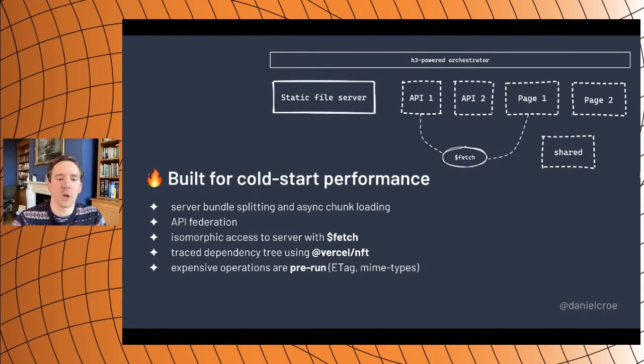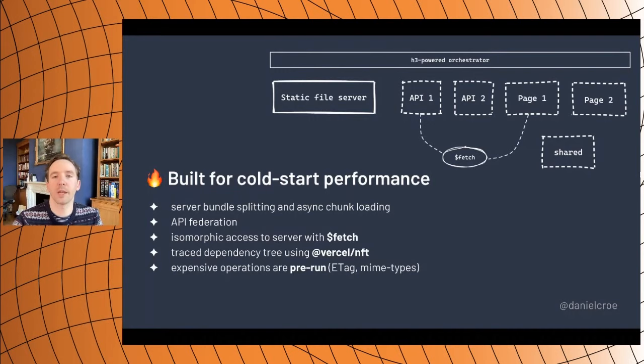So to start with, Nitro produces a server bundle, a server that's bundle split. And then chunks are loaded in async fashion. This is also really crucial when using something like Cloudflare, for example, because Cloudflare has file size limits. And if we want to take advantage of some of the features that it offers, we actually need to fetch chunks from the key value store in order to load them. So we bundle split.